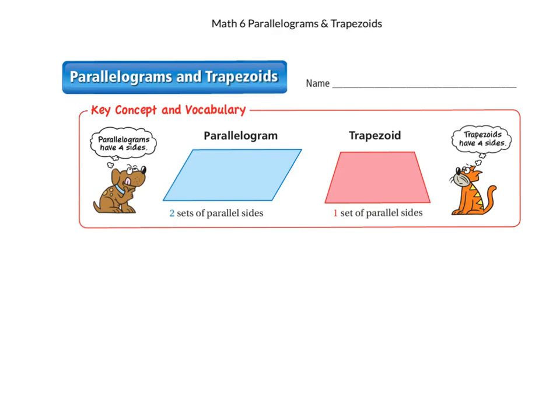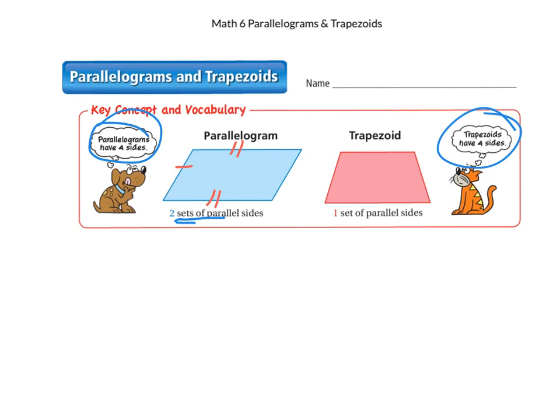Both of these two shapes, parallelograms and trapezoids, are only four sides. They cannot have more than four sides or less than four sides. They have to have four sides in order to be considered either a parallelogram or a trapezoid. A parallelogram has two sets of parallel sides. That means the opposite set here is parallel to this one, and this is parallel to the other one.